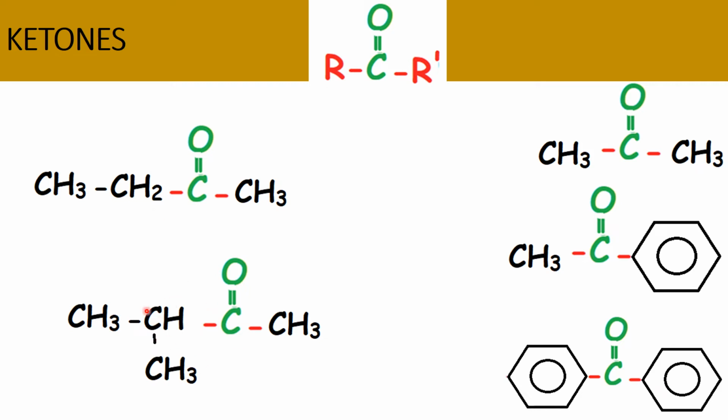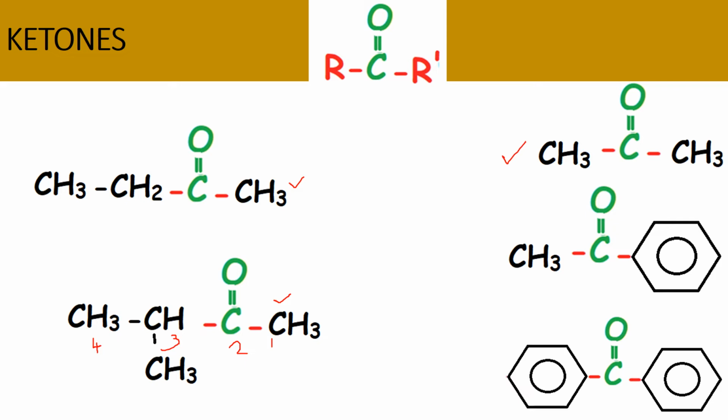Here you can see the main chain contains 4 carbon atoms, 1, 2, 3, 4. So it is 3-methyl butanone. 1, 2, 3, 4. So it is 3-methyl butanone. It is propanone, it is butanone, it is 3-methyl butanone.